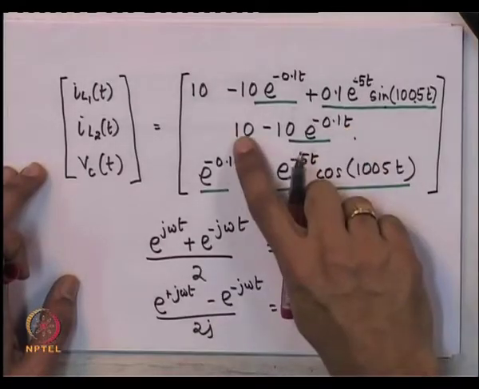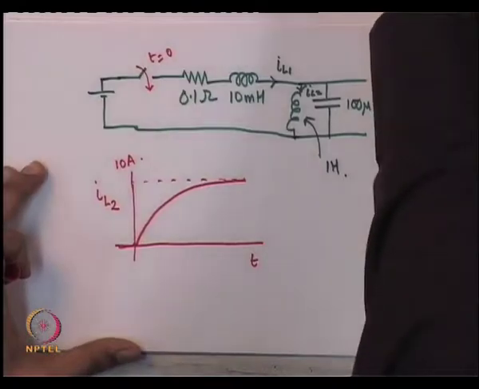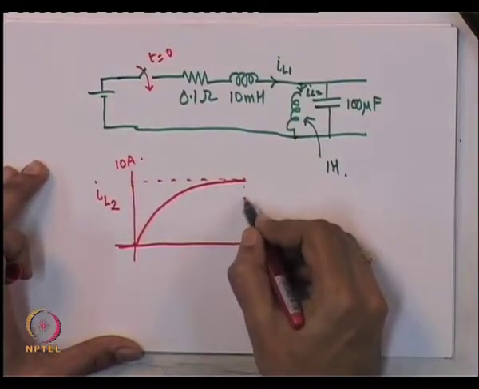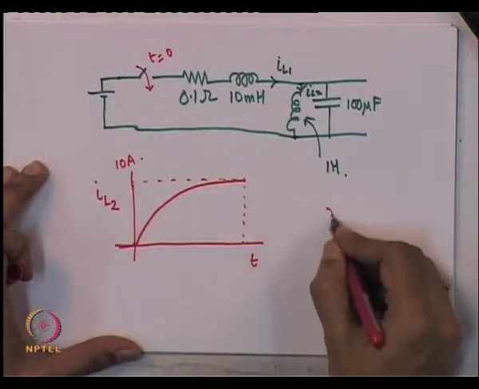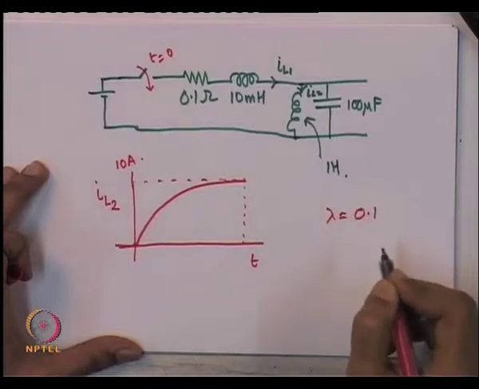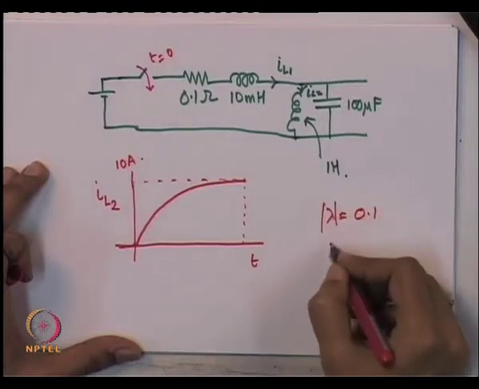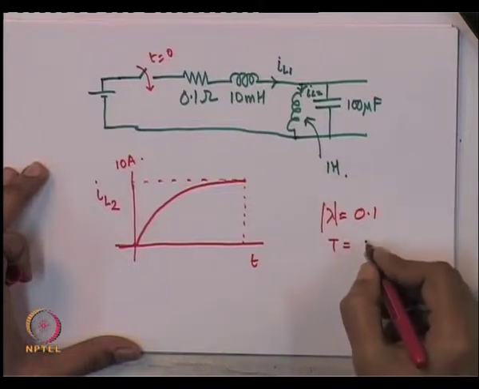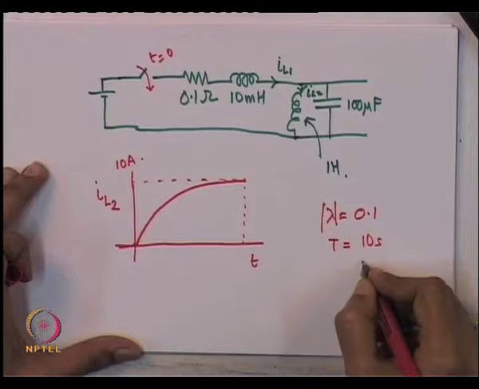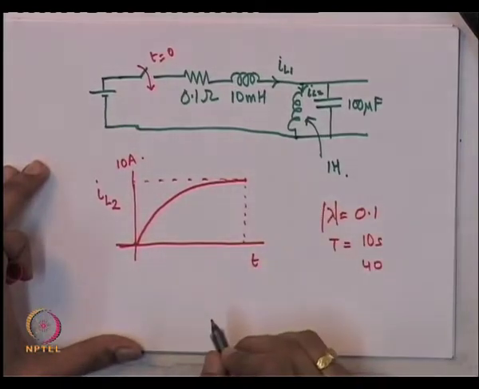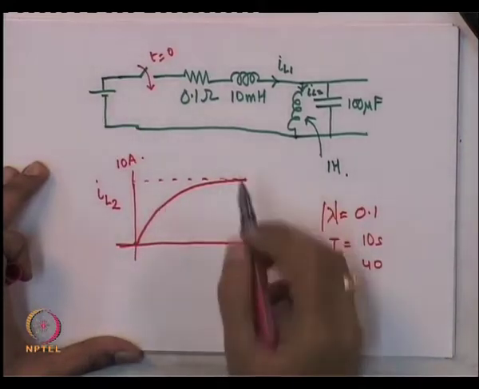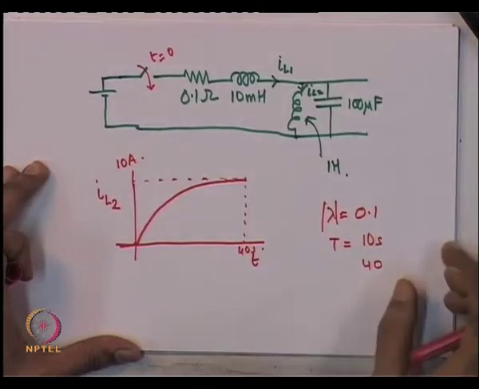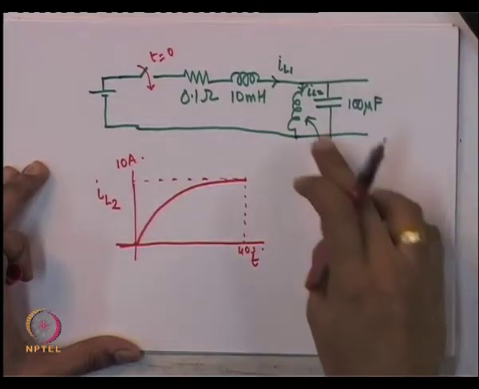You can see this. As t tends to infinity, the value of IL2 becomes 10. This is roughly 4 times the time constant associated with this eigenvalue. So, the eigenvalue is approximately 0.1 in magnitude. So, the time constant associated with this is roughly 10 seconds. So, around 40 seconds you will see that this builds up to near about the final value. You hardly see any oscillatory response in this.